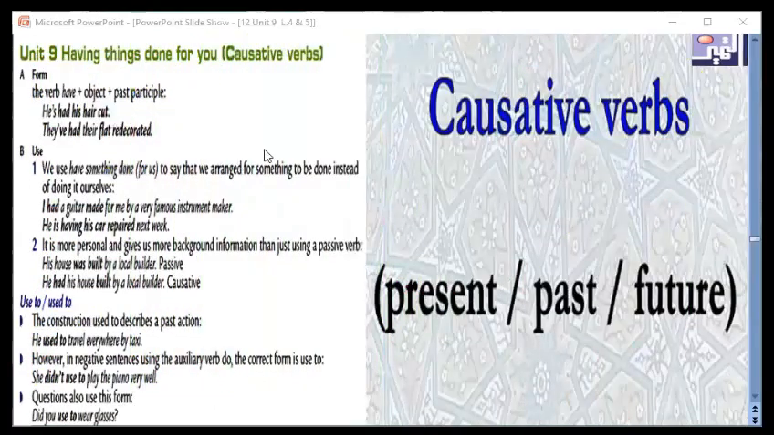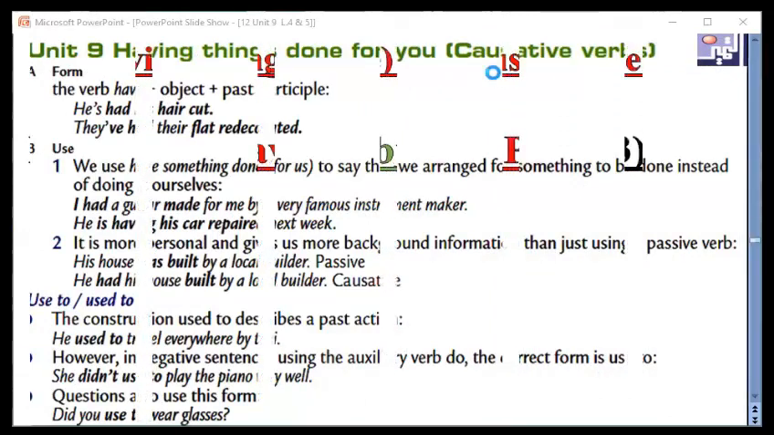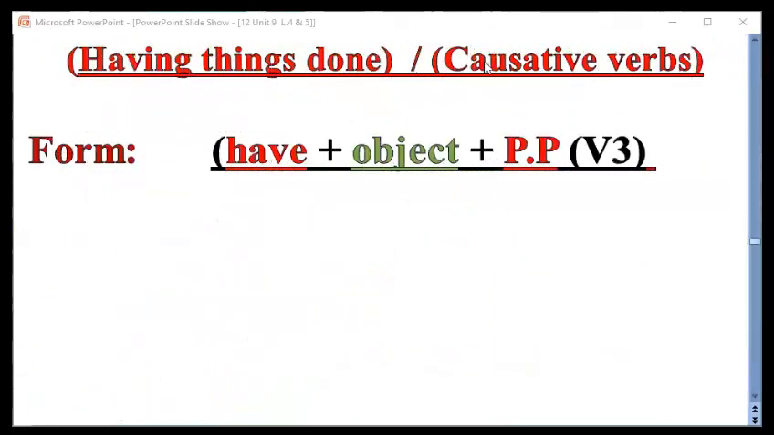After that, let's have a look at this slide, having things done for you, or we can say causative verbs. We will introduce this grammar lesson in the present, the past, and the future. Having things done for you, the same idea, causative verbs. Have a look at it. Having things done, or causative verbs, how can we form it? Let's have a look. This is have, first of all, according to the tense. So we can use have in different tenses.